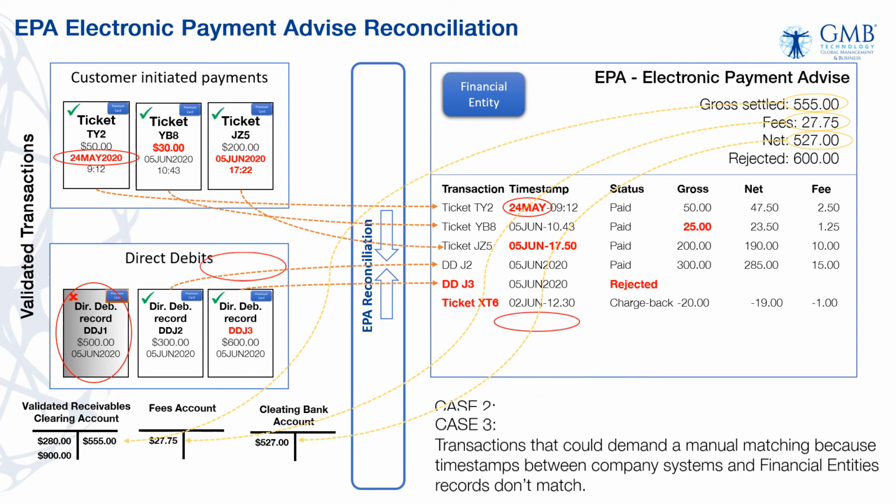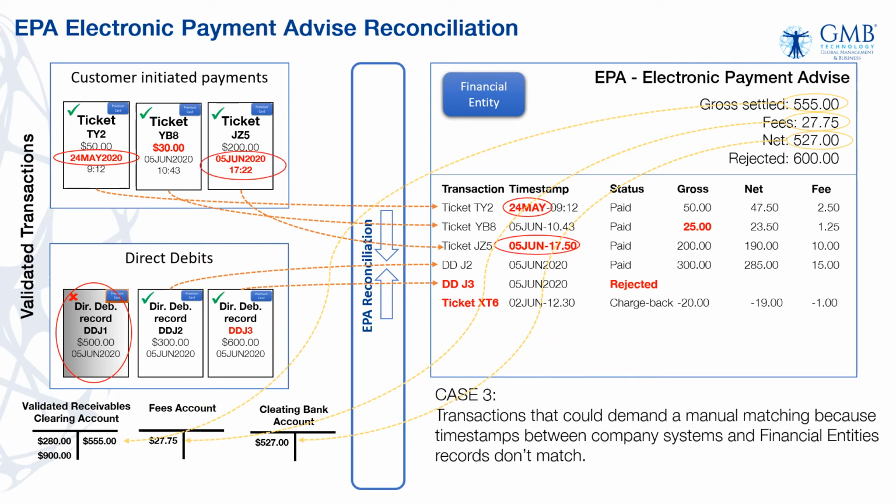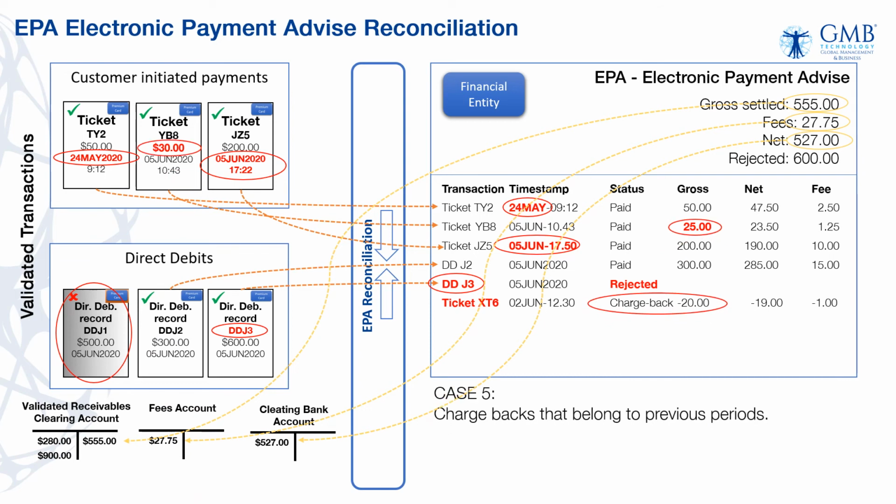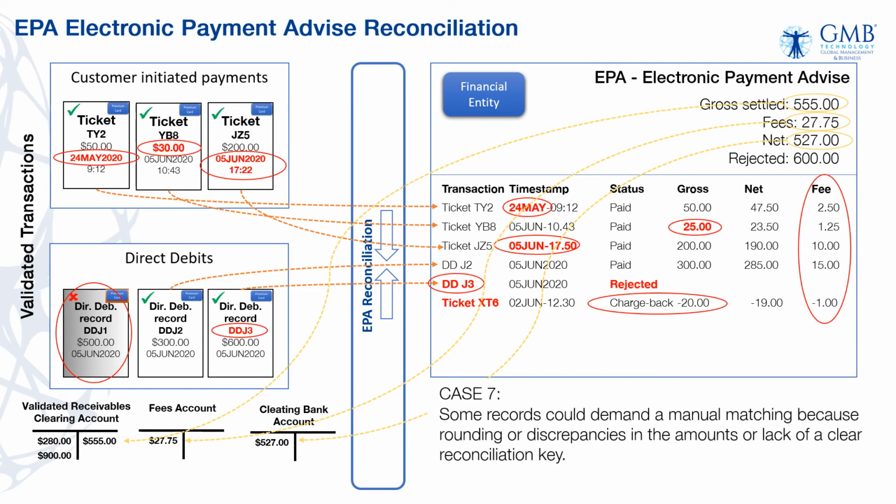Case 3. Transactions that could demand a manual matching because timestamps between company systems and financial entities' records don't match. Case 4. Direct debits rejected transactions have to be reversed in the general ledger and initiate customer care actions. Case 5. Chargebacks that belonged to previous periods. Case 6. Fees, commissions and withholding taxes have to be validated. Case 7. Some records could demand a manual matching because of rounding or discrepancies in the amounts or lack of a clear reconciliation key.